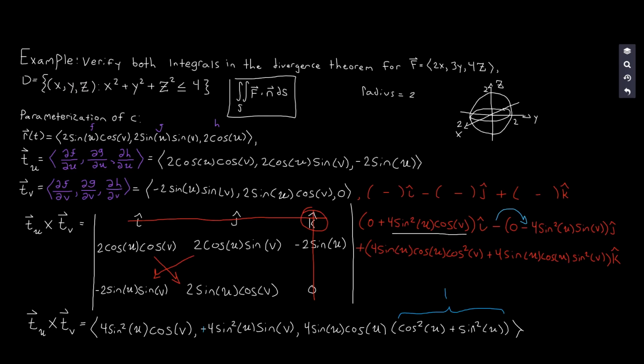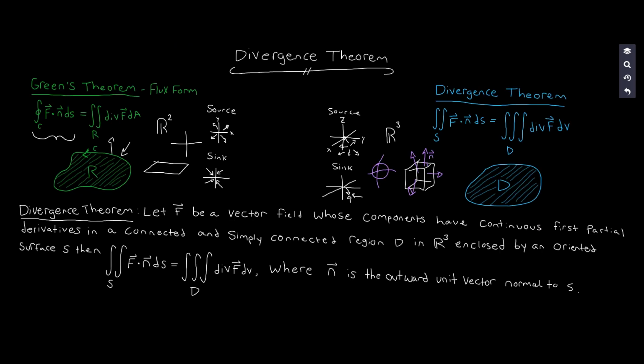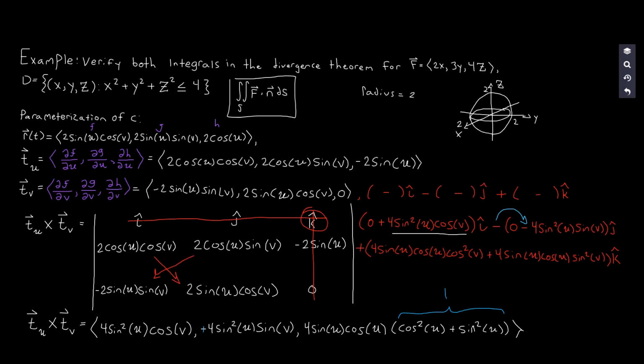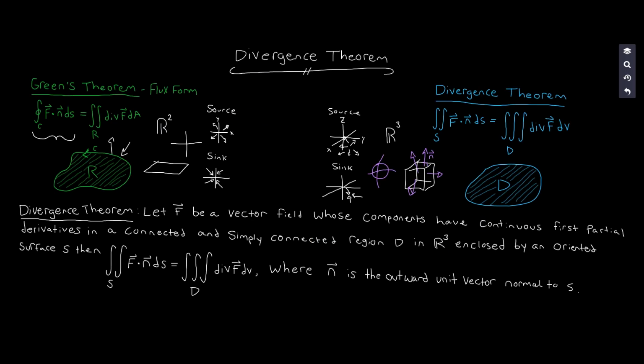But now we have to apply the theorem to the right side. We have to find the answer this way, because the question says to verify both integrals in the divergence theorem for F equaling 2x, 3y, and 4z respectively. So we just did it this way where we dot them in the integrand, and now we're going to do it this way where we find the divergence of vector F.